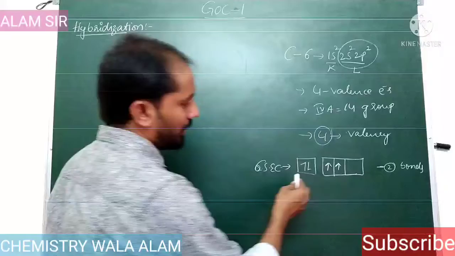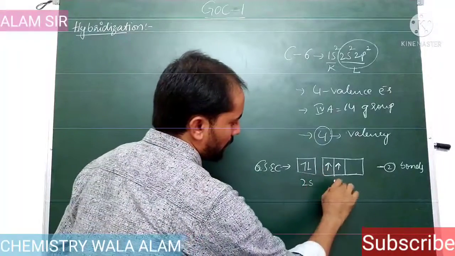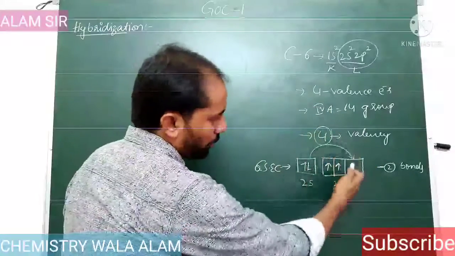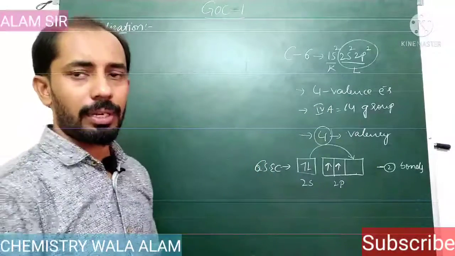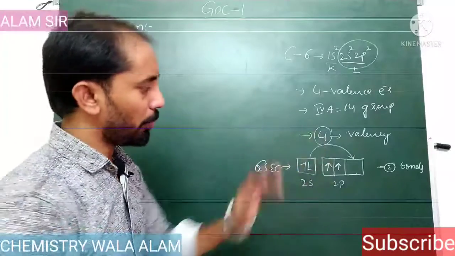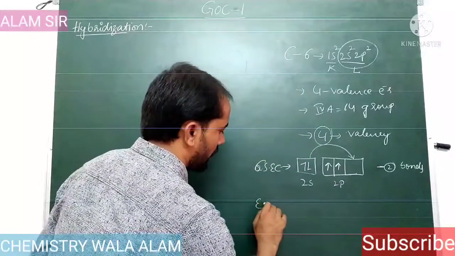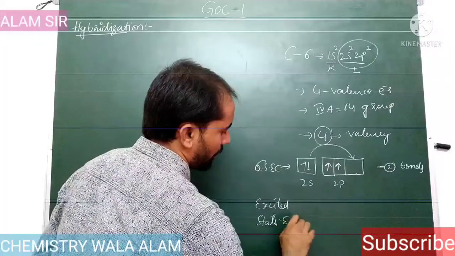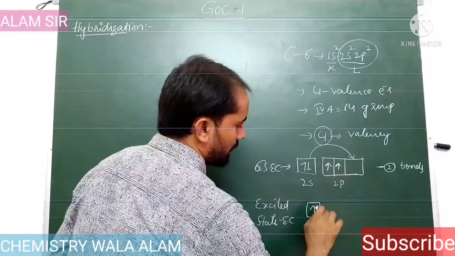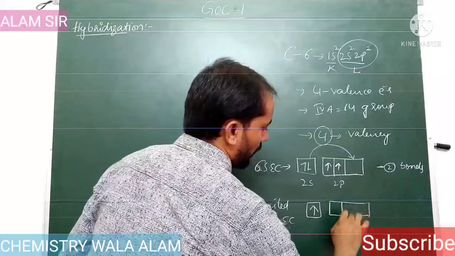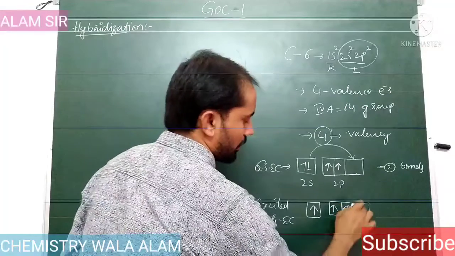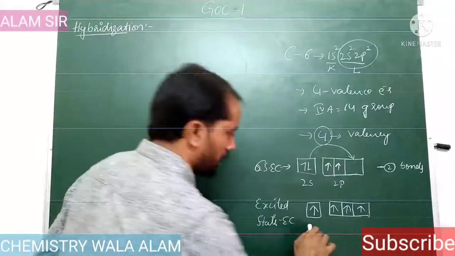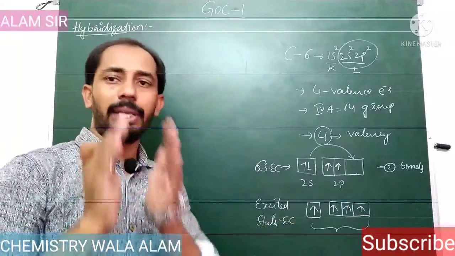Here, in the 2s and 2p orbitals, one electron jumps from the s orbital to the p orbital. One electron gets excited and jumps from the s orbital to the p orbital. Then in the excited state electronic configuration, the 2s orbital has 1 electron, and the 2p already has 2 unpaired electrons, and the third electron also goes here. So now finally it has 4 unpaired electrons.